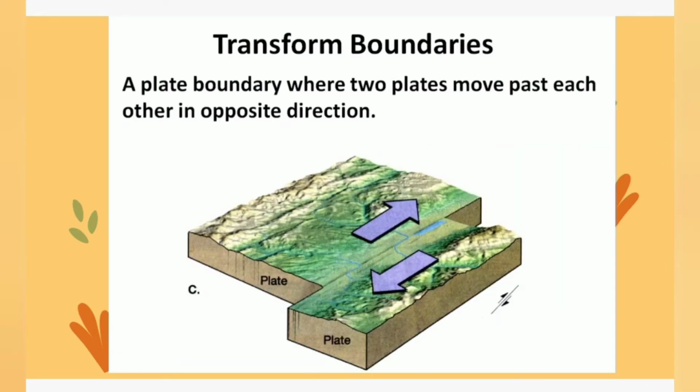Number 3 is the transform boundaries, where plates slide past each other. Here in transform boundaries, two plates move past each other in opposite direction.